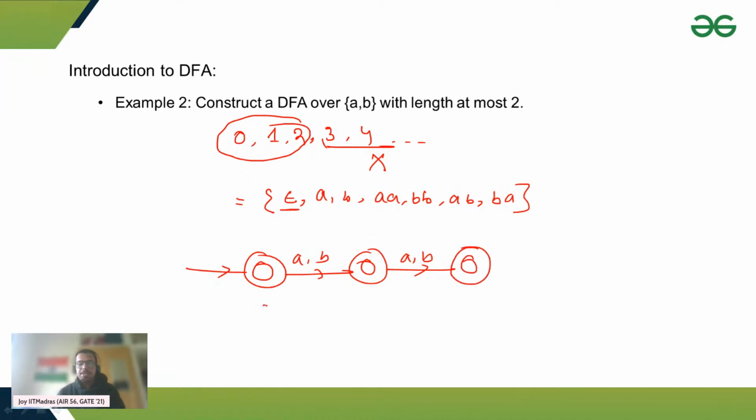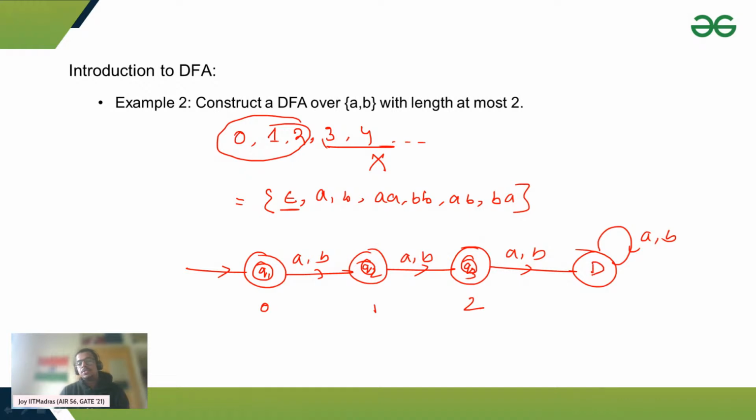Then if we are getting length 2, this state should also be accepted. Basically, the first state, suppose I'm calling it q1, then q2, and suppose this is q3. q1 represents all the strings with length 0, as it is the initial state also. q2 represents all the strings with length 1. q3 represents all the strings with length 2. After q3, if we are getting any more symbols, then we should go to a certain state from where we cannot go back. This is our dead state.